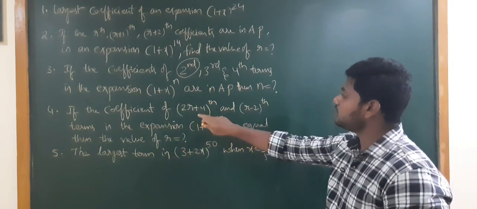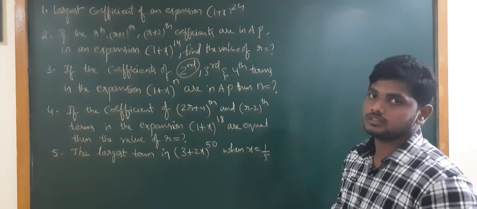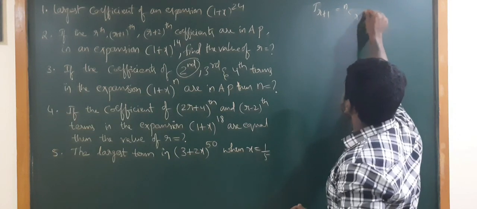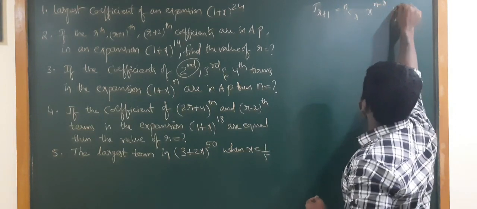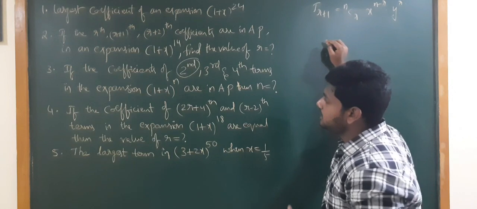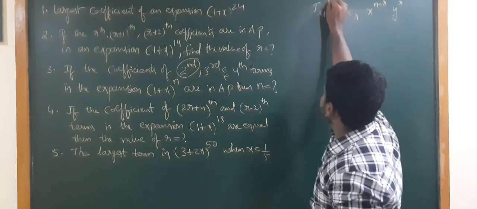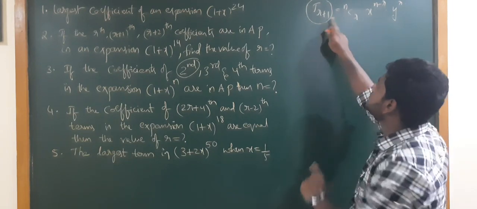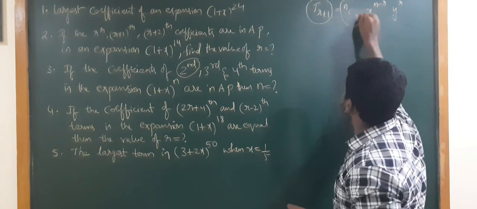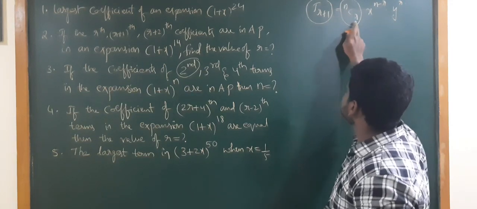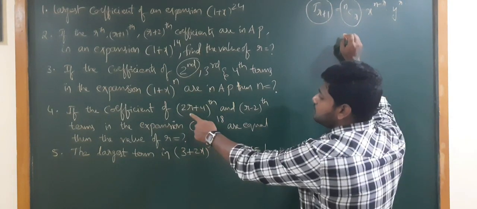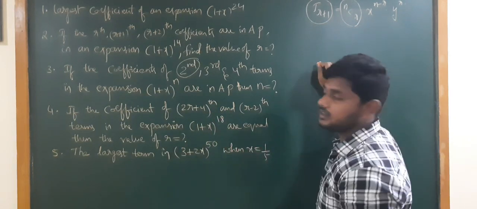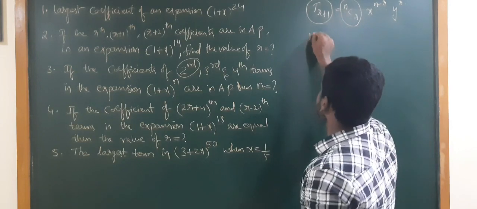See, to find the coefficient of the (2r plus 4)th term, for example, we know the general term, right? T r plus 1 is equal to n c r x to the power of n minus r into y to the power of r. If you want to find the coefficient of T r plus 1, what will be the r? 1 less than that. So this is the coefficient. Now to find the coefficient of the (2r plus 4)th term, 1 less than this we need to consider as r. So what is the n value here? n is 18.